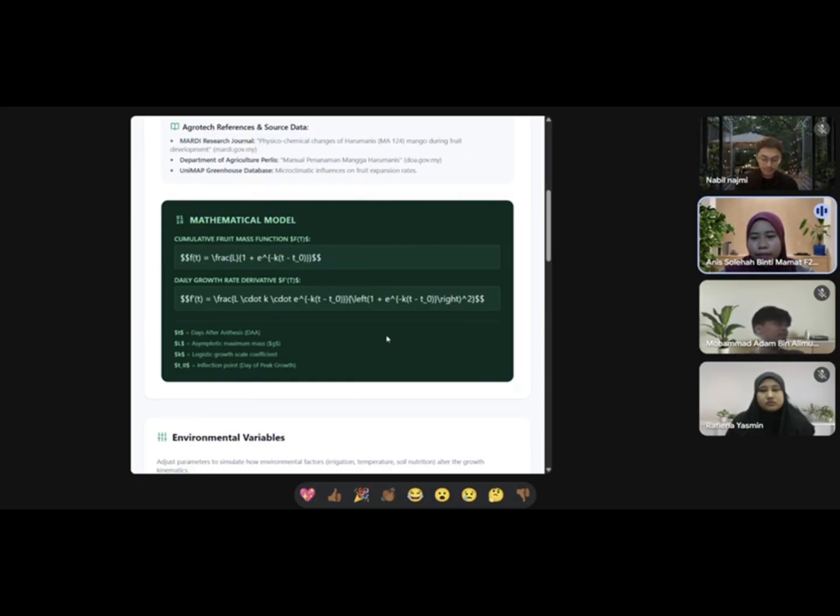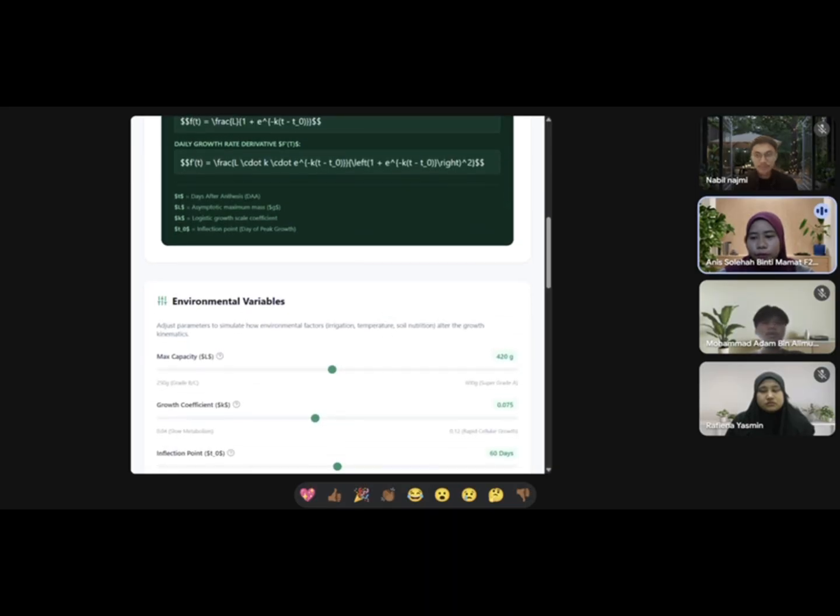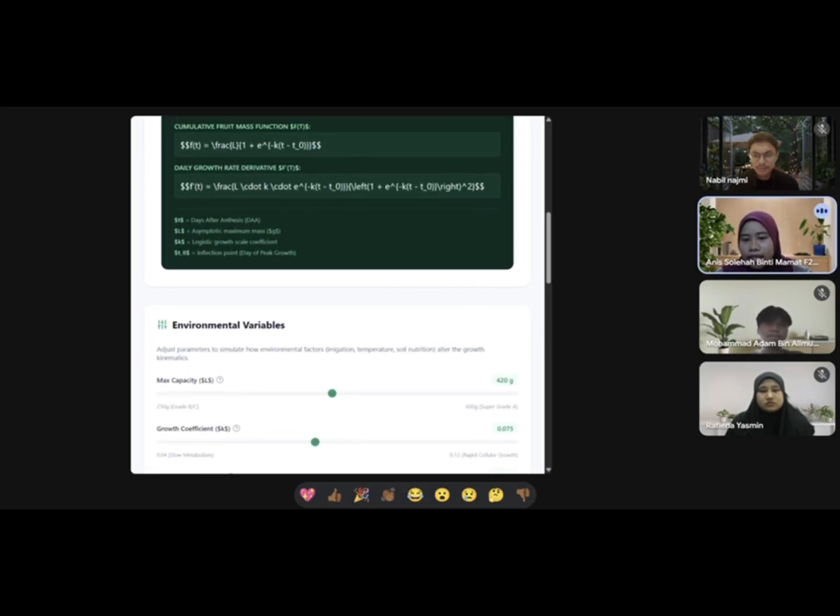Why is studying this bioscience problem so critical for Malaysian agrotech? Traditionally, farmers apply fertilizer and irrigate based on intuition, which leads to catastrophic issues like skin cracking from overwatering or small, low-grade fruit from under-fertilization.